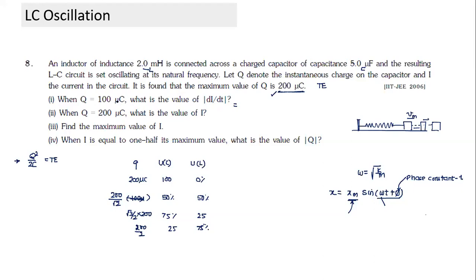When Q is 100, at any particular value of Q, there is a particular value of dI by dt. As we say, if we relate it to spring mass system, when displacement becomes half, there's a particular velocity. This is equivalent to velocity, displacement is half. Hemant, can you tell me what is the answer? How do you find an answer for this part? Hemant? No answer. Vrinda, no answer. Advai, no answer. Okay. Kirtana, can you tell me how to find an answer for this?